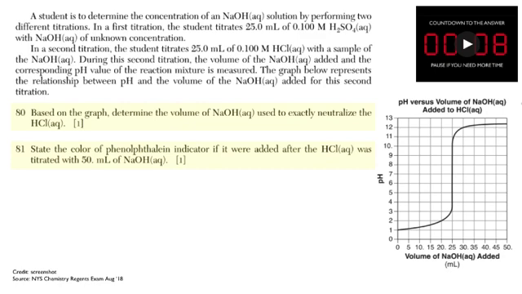of sodium hydroxide. During the second titration, the volume of sodium hydroxide added and the corresponding pH value of the reaction mixture is measured. The graph below represents the relationship between pH and the volume of the NaOH added for this second titration. So based on this graph, you're going to determine the volume of sodium hydroxide used to exactly neutralize the hydrochloric acid. And this is referring to the second titration that was described above. Then you're going to think about what the color of phenolphthalein indicator would be if it were added after the hydrochloric acid was titrated with 50 milliliters of sodium hydroxide.